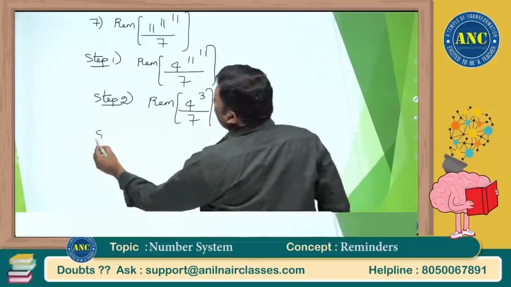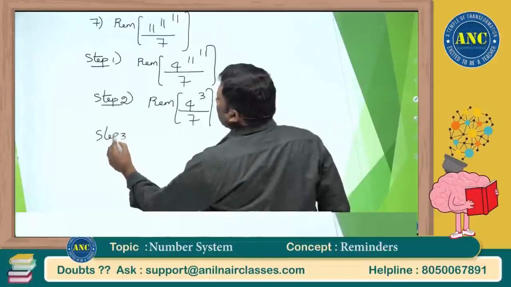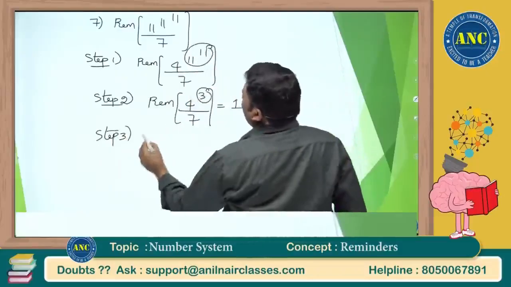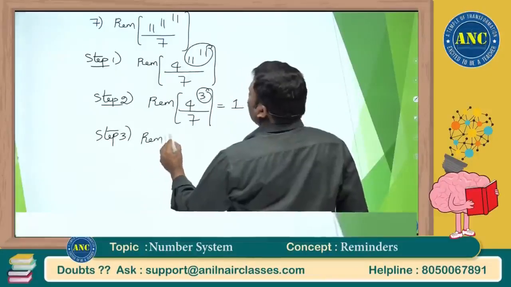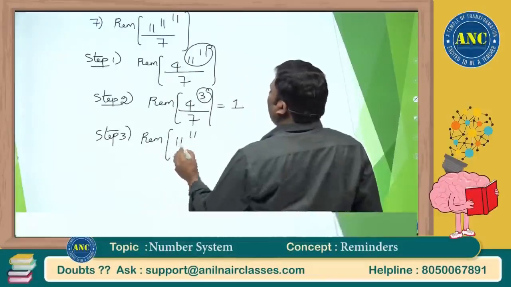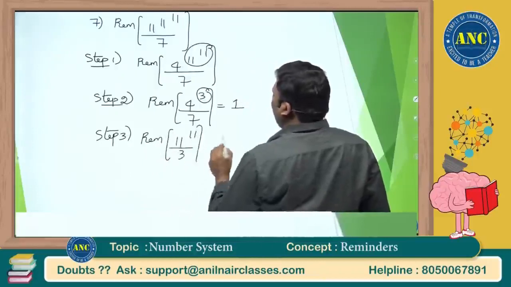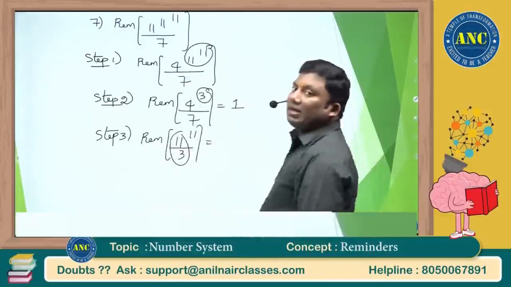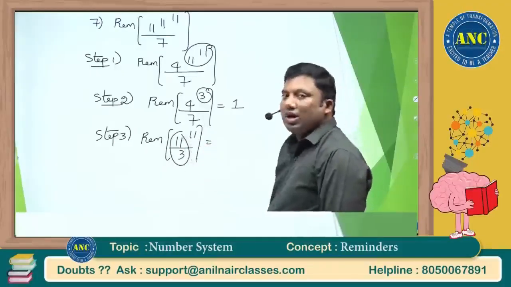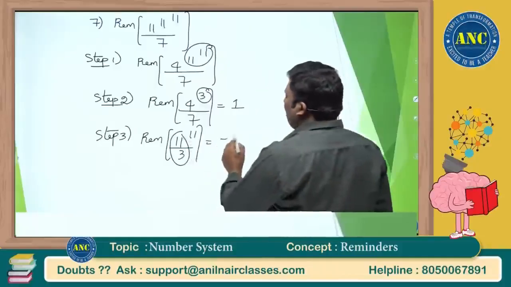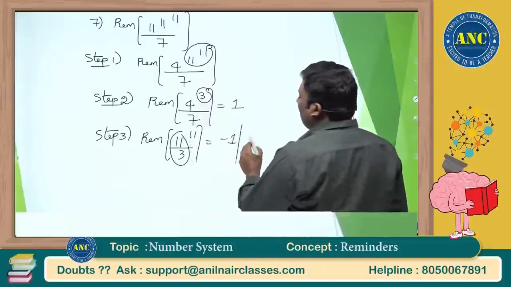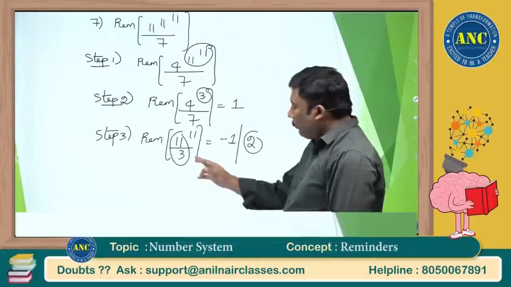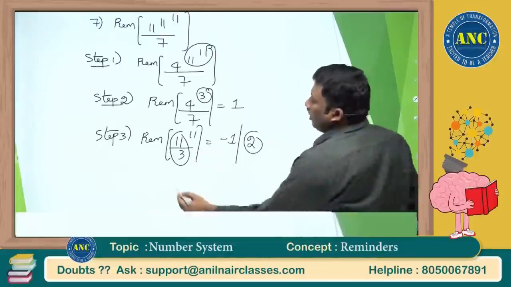Step number 3. Once you got 1, then the logic is very easy. Take this power, divide by this power. These are nothing but 11 power 11 divided by 3. 3 fours are 12. Negative remainder it is minus 1. Minus 1 power odd is minus 1. Negative remainder minus 1, so positive remainder will be 3 minus 1, which is 2.